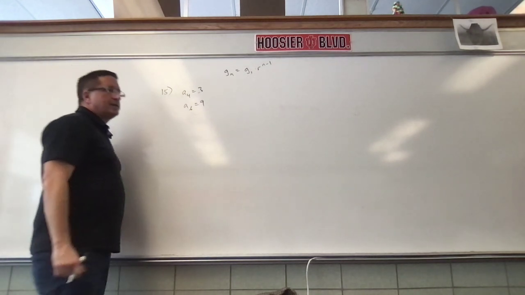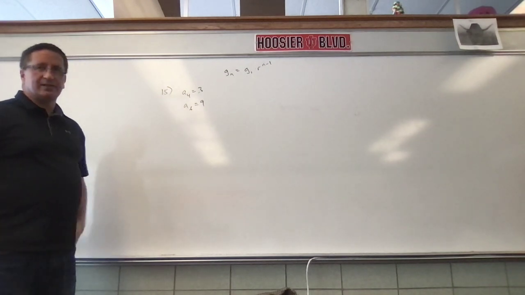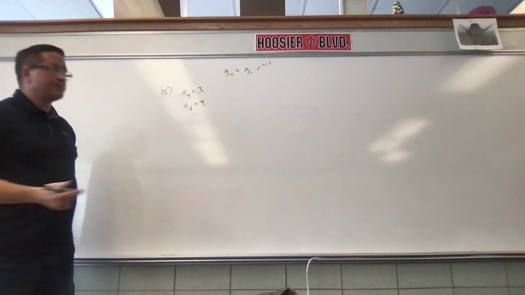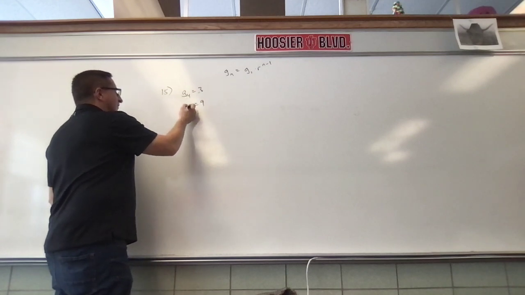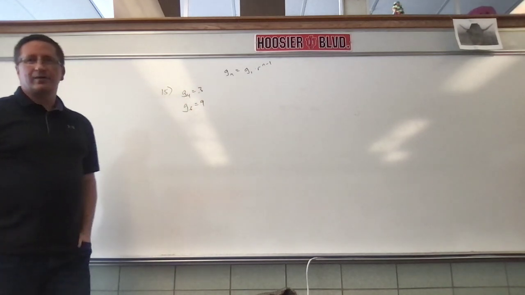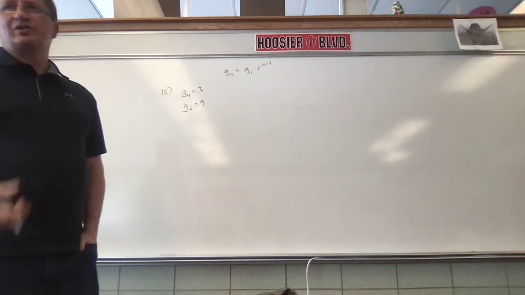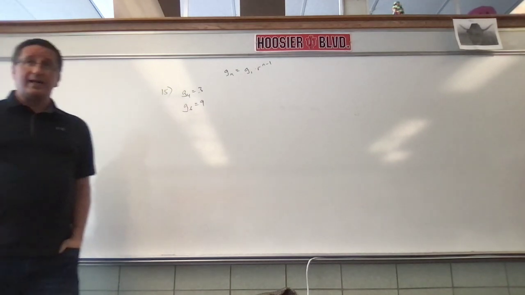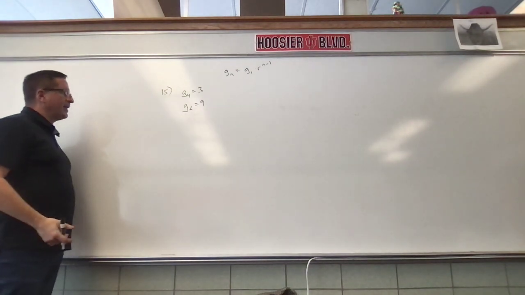So they gave you a sub 4 and a sub 6. I'm going to change them to g's, okay? I just think it's confusing because then it looks like it could be arithmetic. You know it's geometric because it says it's geometric. I'd prefer to use g's rather than a's. It just makes more sense to me.